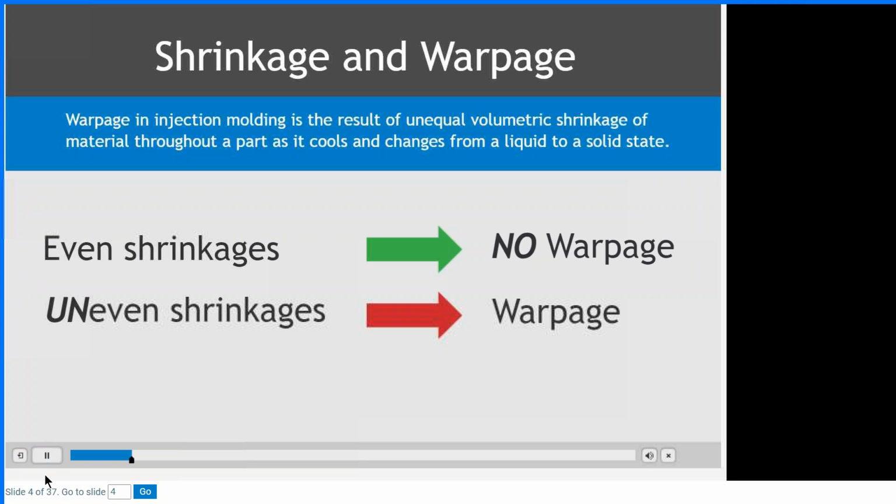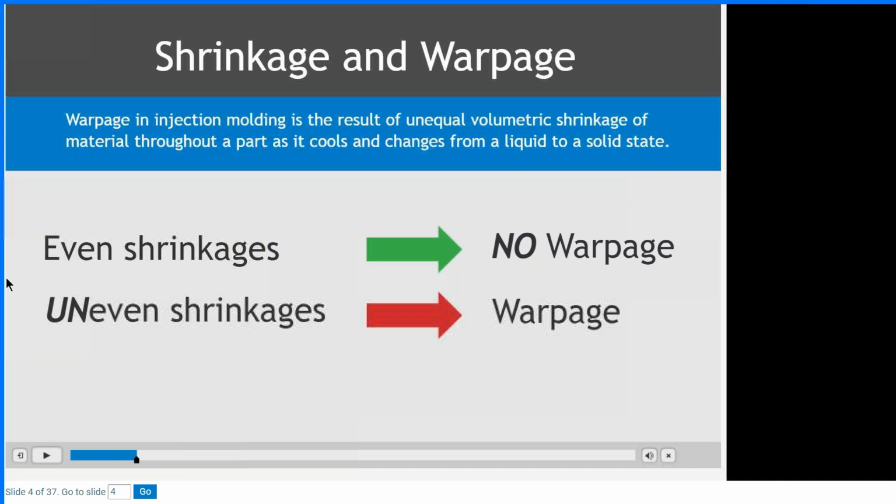There are various factors that could create uneven shrinkages in all stages of injection molding, from part design and mold design to polymer material to processing. Okay, one more time. This is very, very interesting and important to understand. If you have even shrinkages in a part in all directions, you will have no warpage. You will only have a reduction in the size of the part.